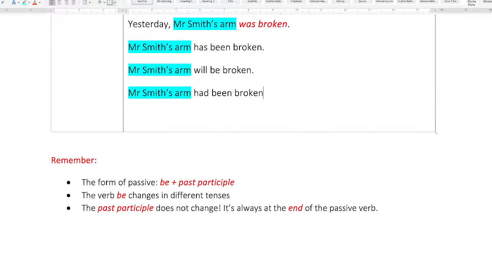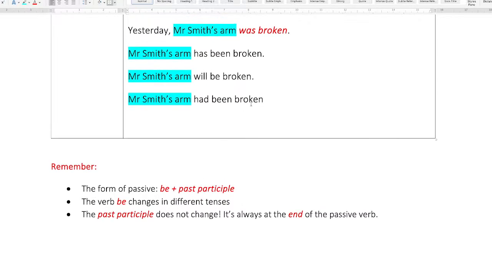So what's happening there? Well, let's look. All of these are verbs. I know they've got more than one word, but that's something you need to be familiar with. All of them are passive. So what stays the same? Look, the past participle stays the same each time. That doesn't change. There it is, the past participle, always at the end of the passive verb. And what changes? It's has been, will be, had been. They all change.